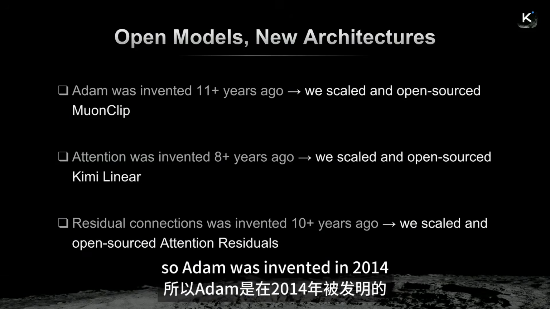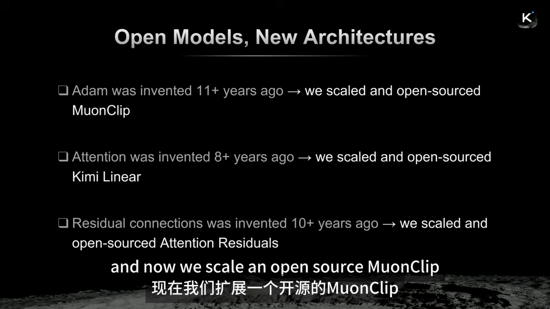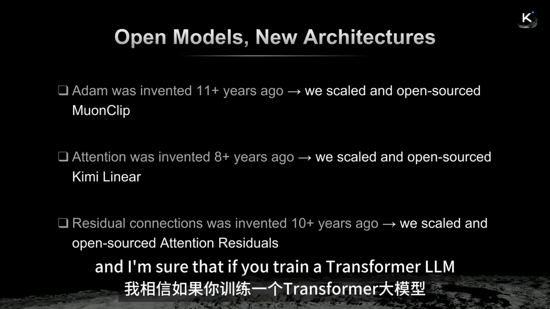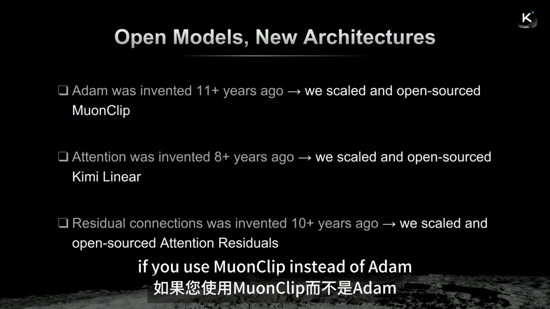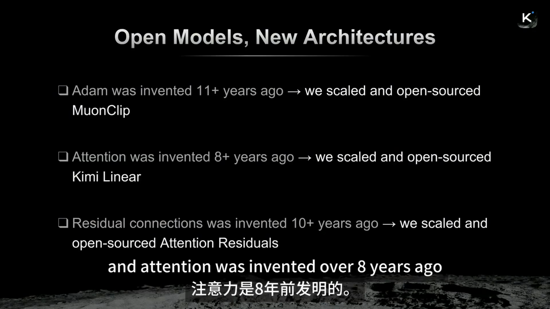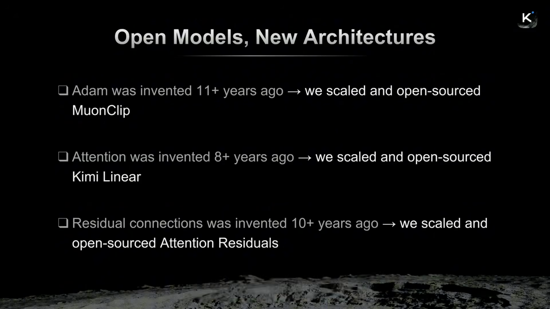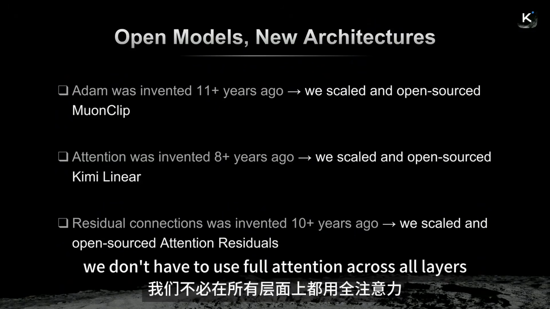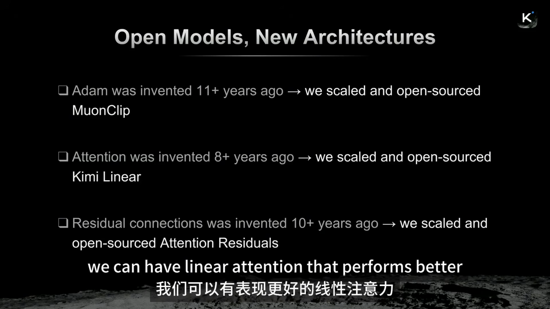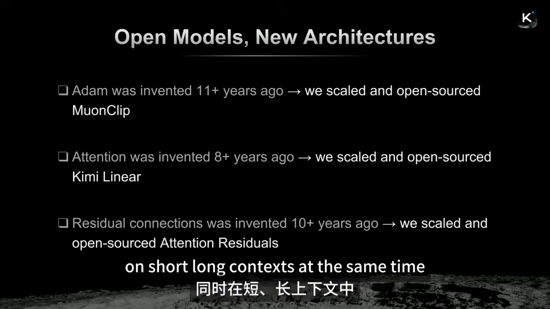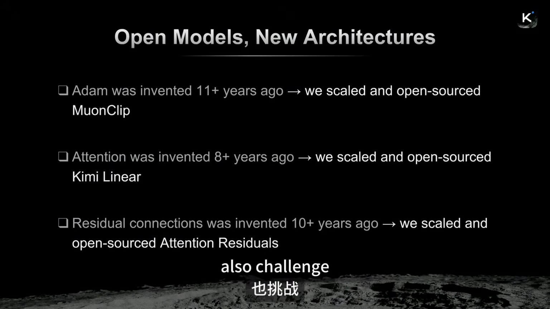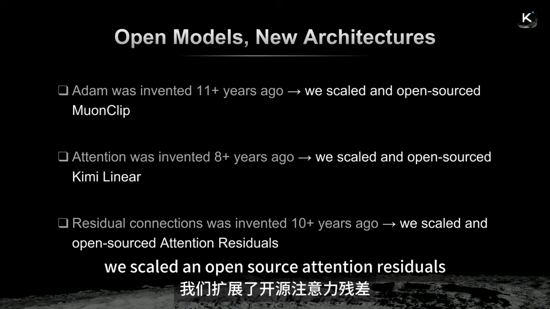So Adam was invented in 2014, and now we scale and open source Muon clip, a drop-in replacement for Adam. And I'm sure that if you train a transformer LLM, it's going to be much better if you use Muon clip instead of Adam. And attention was invented over 8 years ago. Now we have Kimi Linear, which is a linear version. We don't have to use full attention across all layers. We can have linear attention that performs better on short and long contexts at the same time. And also, residual connections are now challenged. We scaled and open sourced attention residue.